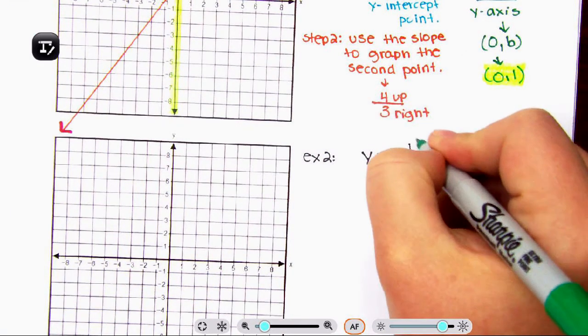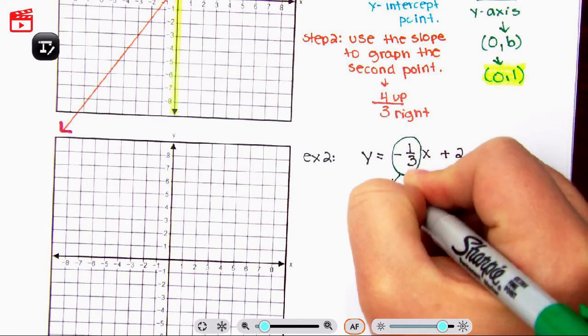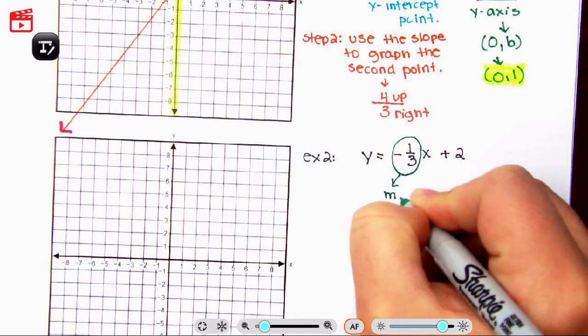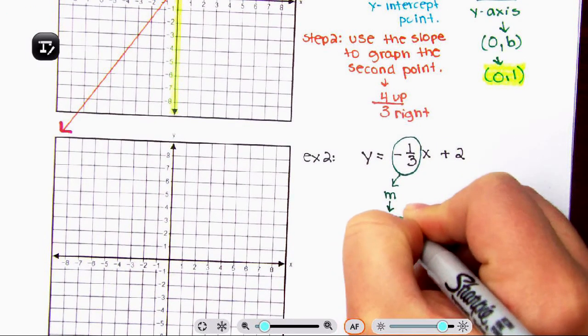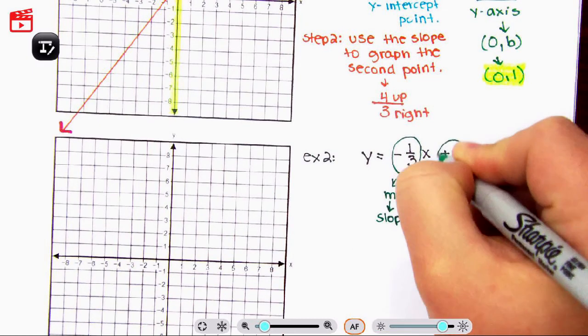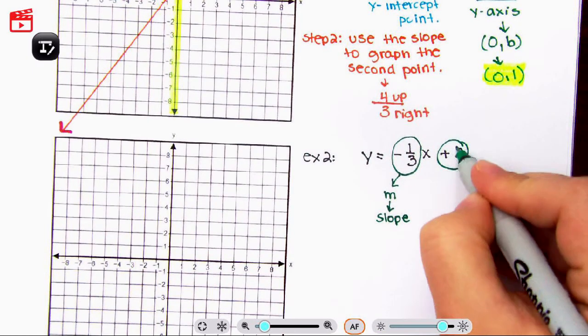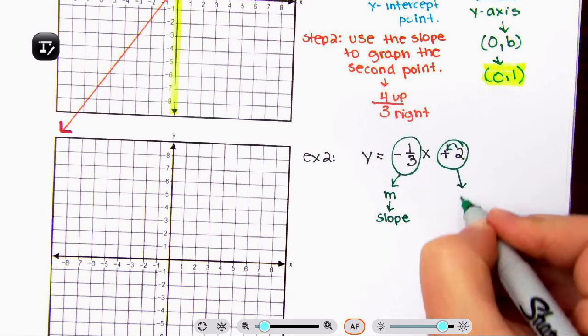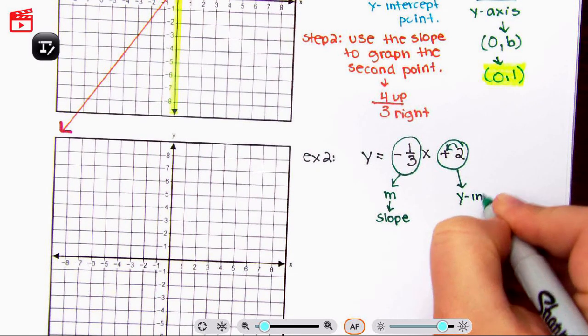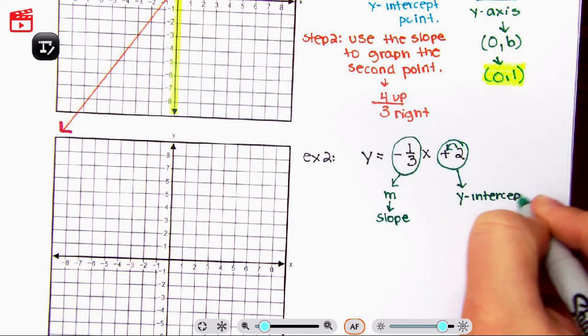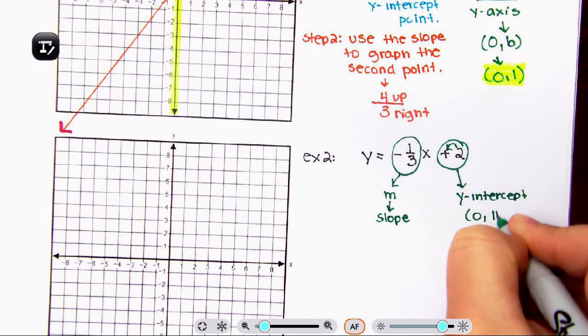We need the number in front of x. That is your little m. That means that you have your slope. You want the number after x with the symbol. That means it is your y-intercept. So you have 0, number.